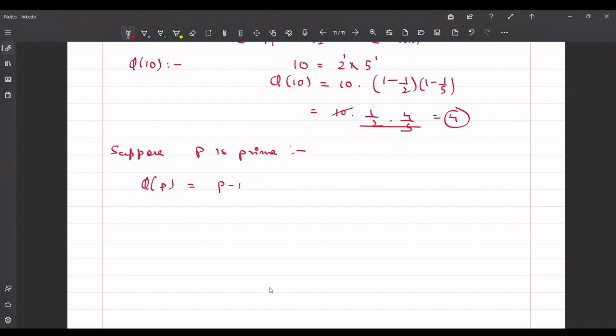And you can check it with the formula as well. So it is p into 1 minus 1 over p. See, p, being a prime number, has its prime factorization as p equals p to the power 1, right? This is the simplest form. So this p will get cancelled and you will get p minus 1. Okay. So phi of p is p minus 1. So I guess Euler's phi function is clear.